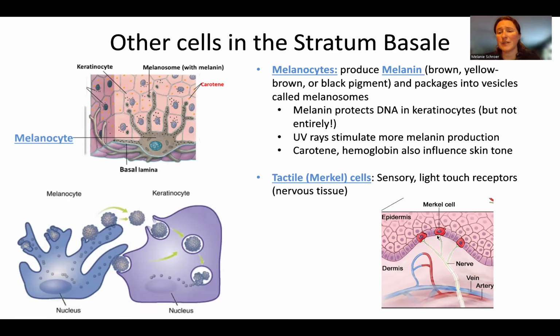And we can see that these Merkel cells, when they are slightly distorted by slight light touch, send a signal along this nerve, along this neuron, up towards the brain so that we know that we are sensing some kind of light touch.